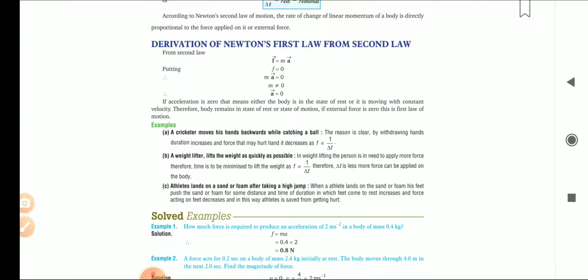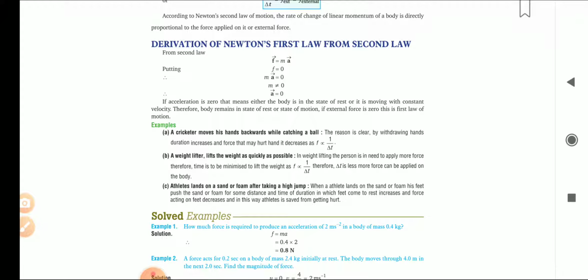If acceleration is 0, that means either the body is in the state of rest or it is moving with constant velocity. So that is the definition of the first law. Therefore, a body remains in its state of rest or state of motion if external force is 0. Thus, this is the first law of motion. We have derived this first law of motion from the second law of motion. It is very simple. The second law of motion is most important for your examination purpose also, that is F equals ma. This is the basic equation.